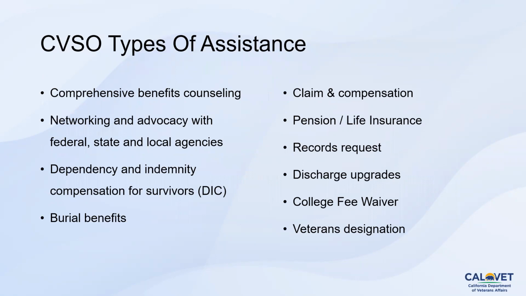Next slide. So types of assistance: we do provide comprehensive benefits counseling. We can help you understand any of the different programs that are out there, and make you aware of a lot of programs that you might not even be aware of. We do networking and advocacy with federal, state, and local agencies. We assist survivors with the DIC program, which is Dependency and Indemnity Compensation for Survivors. This is for spouses and widows whose veteran spouse has died, either directly or indirectly, as a result of disease or injury caused by service.